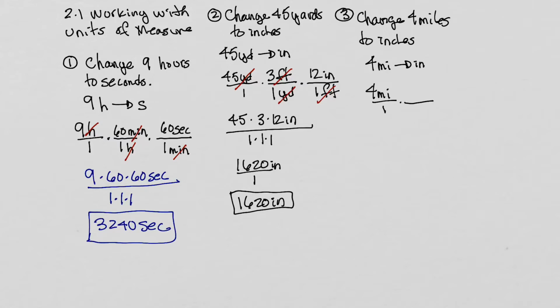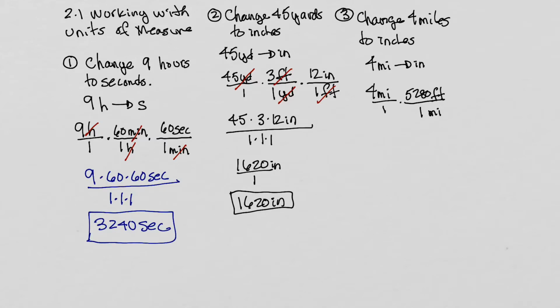From miles, right below miles, I can go to yard. I can go to feet. So I'm going to go 5,280 feet in 1 mile. And how do I know that? Well, I know it because I looked at my conversion table. So for a lot of these problems, you're going to need a conversion table. And there's usually one in your book.